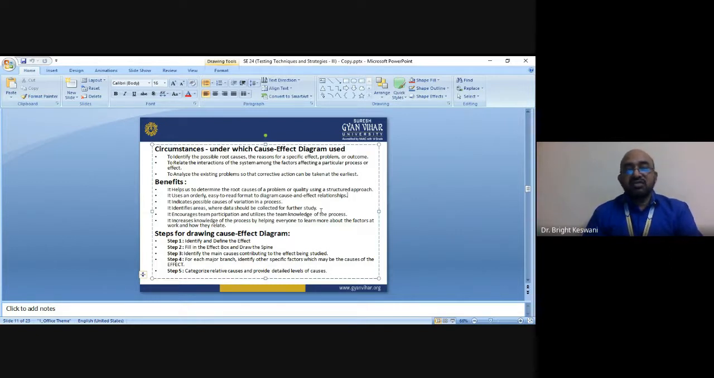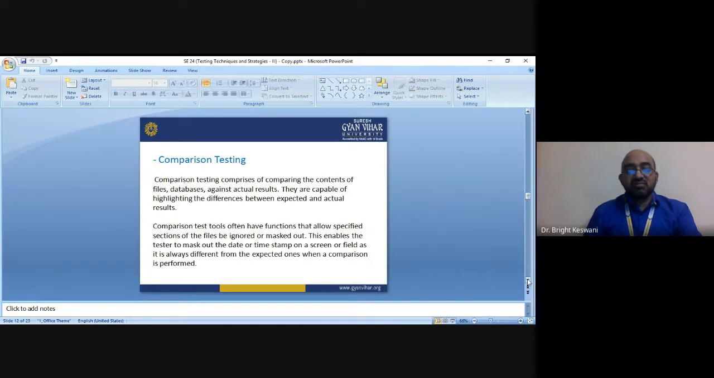Now come to the next testing method, that is the last testing technique of black box testing, which is comparison testing. Comparison testing identifies the difference between the expected and actual results. Okay, so basically you can say that comparison testing comprises of comparing the contents of files, comparing the databases against actual results.